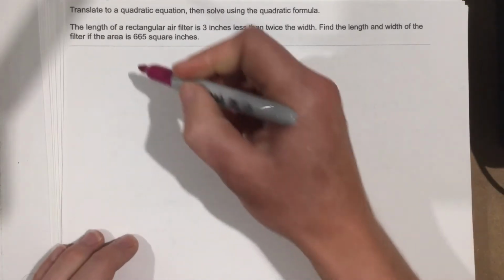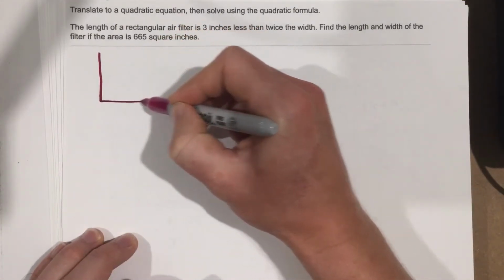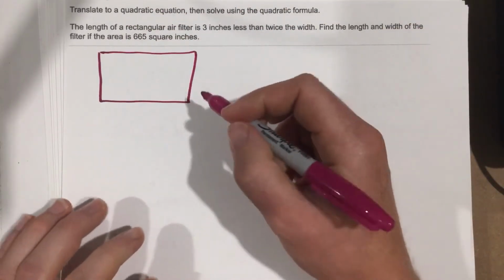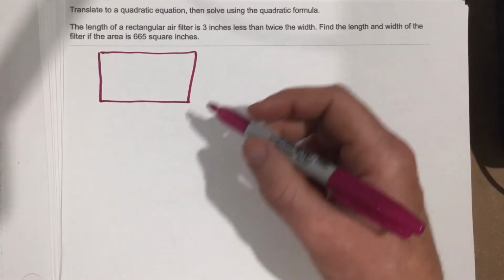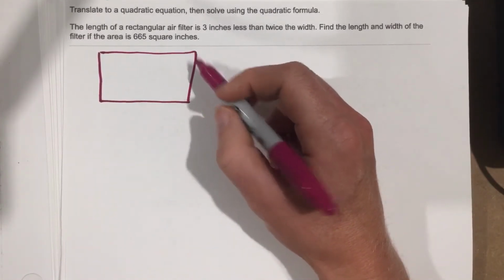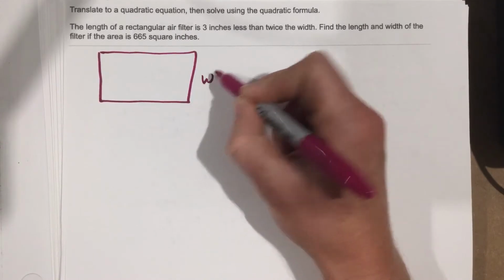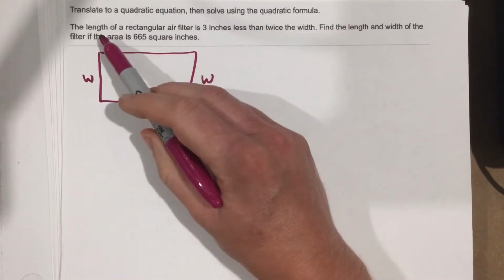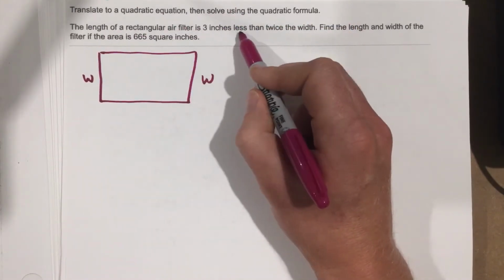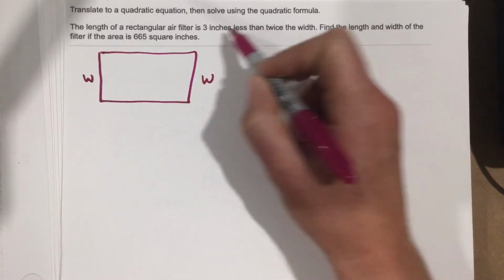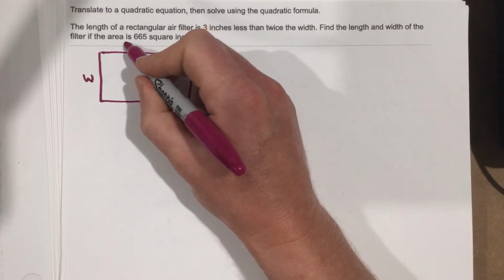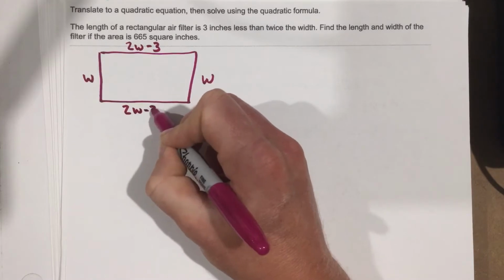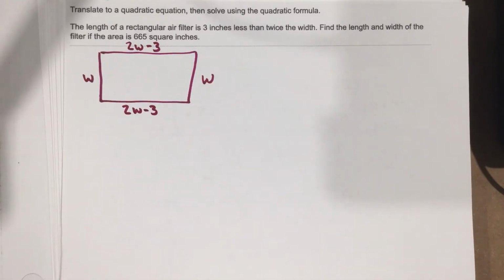So let's kind of draw this out. I always like to draw out what we're doing. They said rectangular, so there's a terrible looking rectangle, but there it is. We're going to call this the width, and then these are going to be the lengths. But they just told us that the length of a rectangular air filter is 3 inches less than twice the width. Well, twice the width is 2w. 3 inches less is minus 3. So this is 2w minus 3.